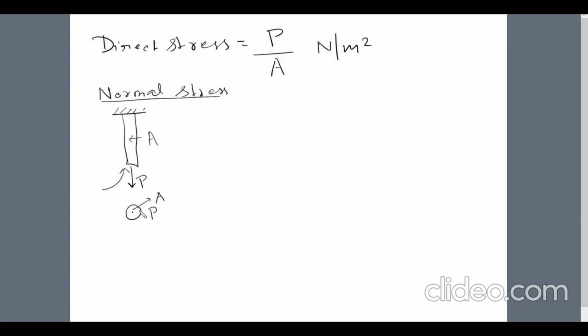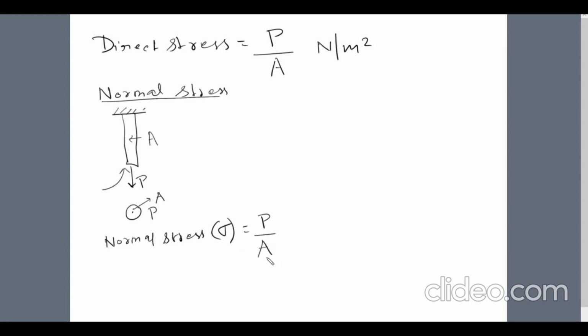This is an example of normal stress. Now this external force which is acting normal to this cross section will create a direct stress which will be known as the normal stress. So normal stress we normally symbolize it as sigma, and that is equals to P divided by A.